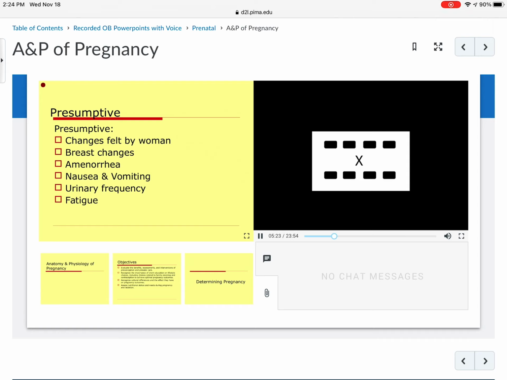So presumptive signs are changes felt by the woman, which include breast changes and missing your period. I can ask women, have you ever missed your period and not been pregnant? They would probably say, well, yeah. Nausea, some vomiting, and again, you can have that and not be pregnant as well. Urinary frequency because the bladder is sensitive, and fatigue. So these are all presumptive signs, just changes felt by the woman.